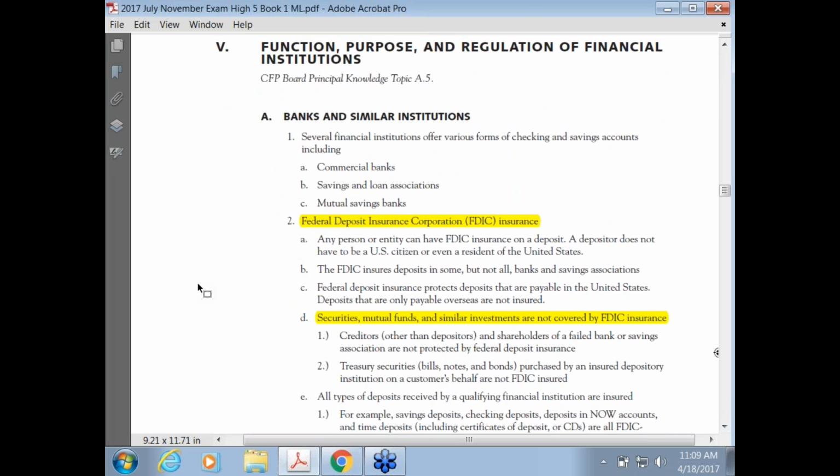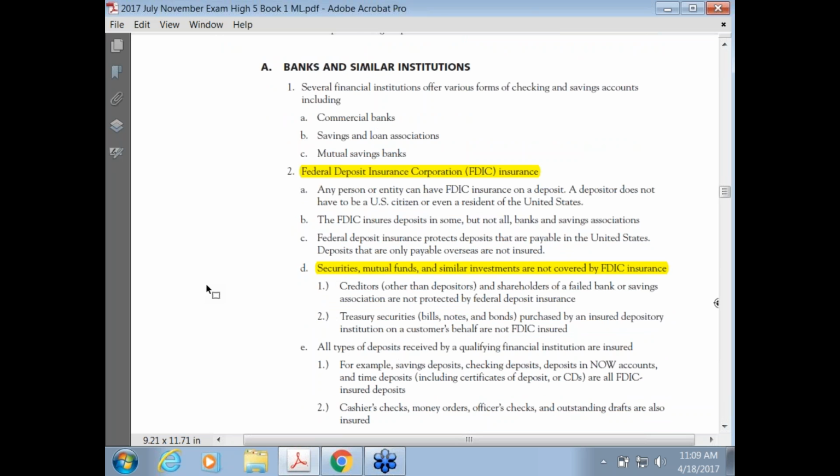And the thing I wanted to talk about here was FDIC. That almost always shows up on the exam, so I think you'll see it. And then quickly I highlighted, and you all know this, but the securities, mutual funds, and other investments like that are not covered by FDIC. So these questions almost 100% of the time are just about banks.